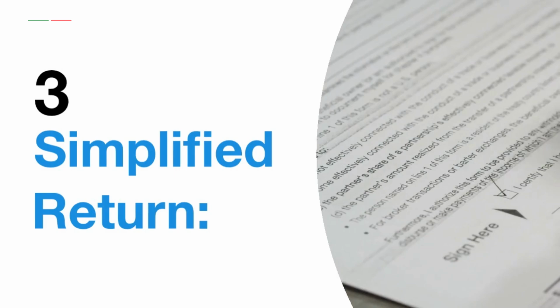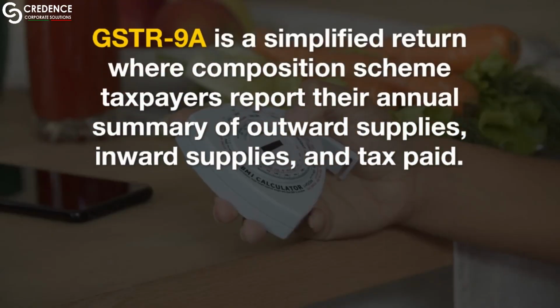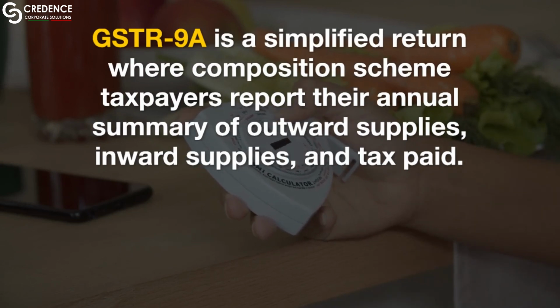3. Simplified return. GSTR 9A is a simplified return where composition scheme taxpayers report their annual summary of outward supplies, inward supplies, and tax paid.